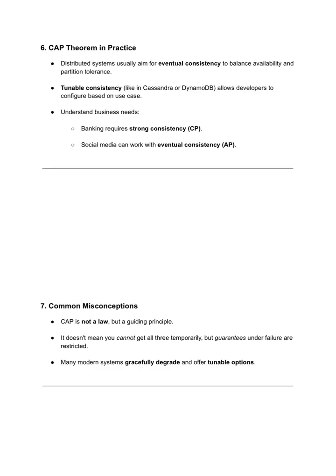Let's finish our lecture with a few things. Distributed systems usually aim for eventual consistency to balance availability and partition tolerance. Eventual consistency means your system will become eventually consistent. That means if you have the movie F1 race, which was not available in some of the databases, eventually it will be available. That is why it is called eventual consistency. Tunable consistency like Cassandra or DynamoDB allows developers to configure based on use case. So you can decide whether you want to focus on availability or consistency.